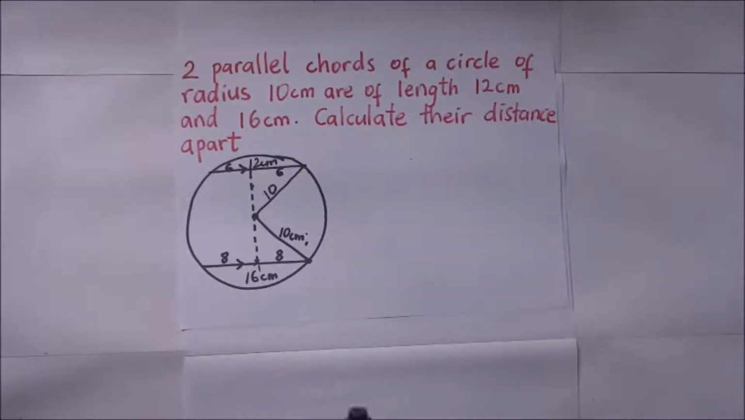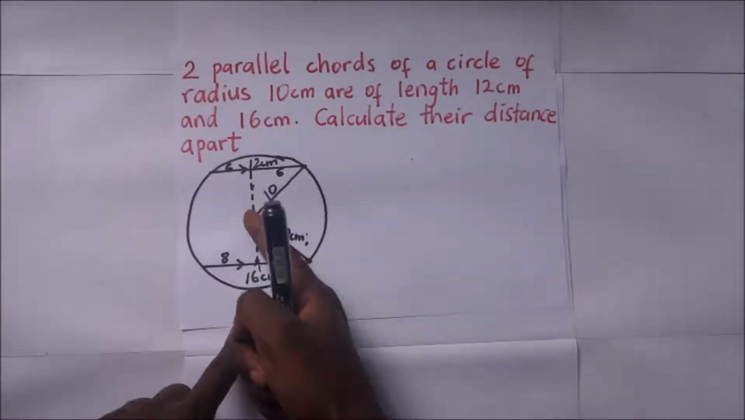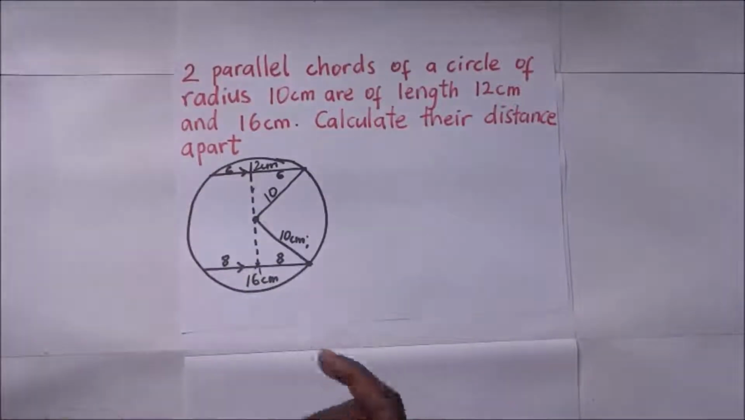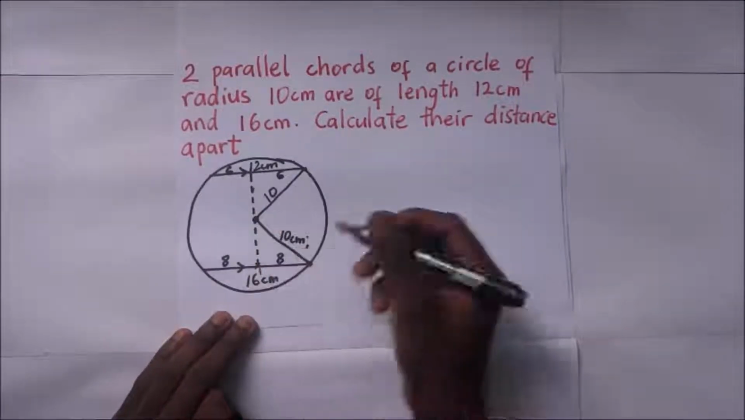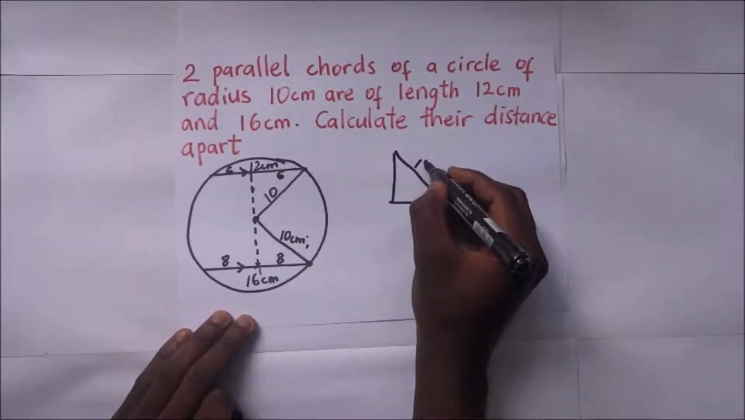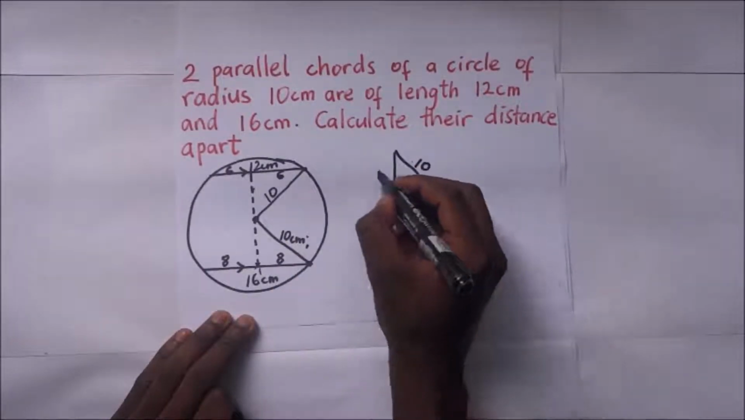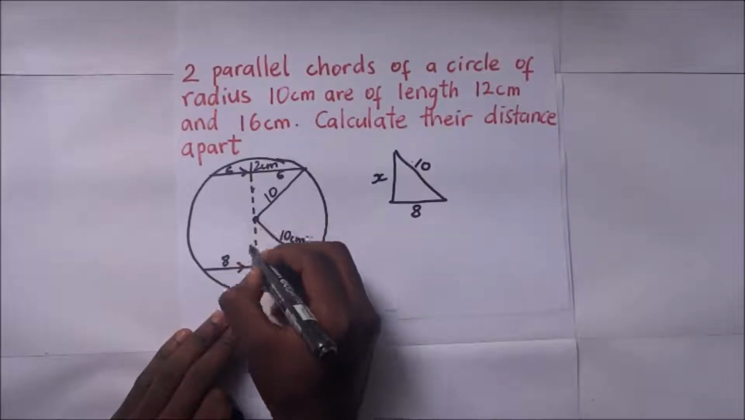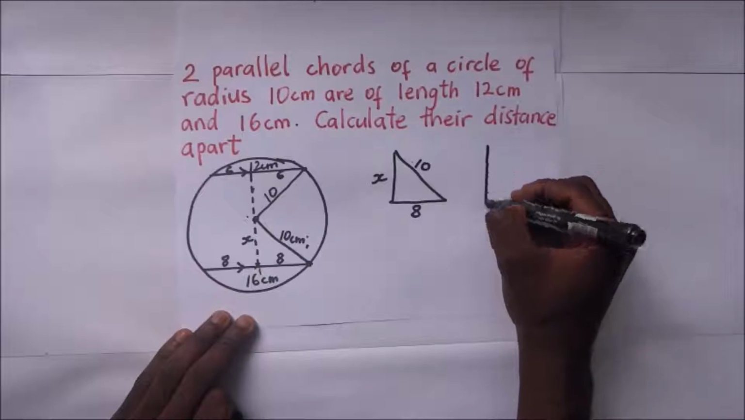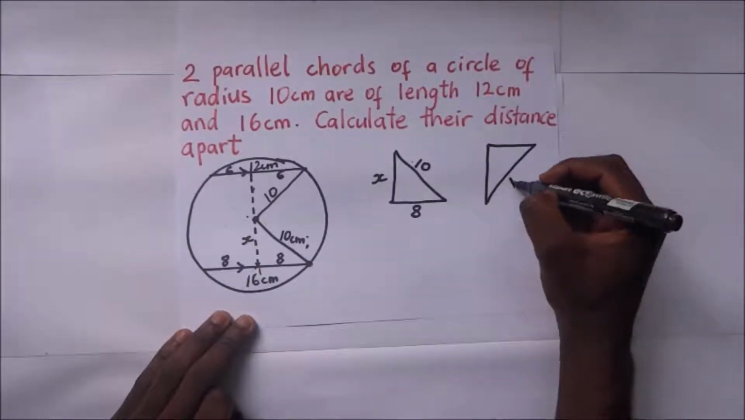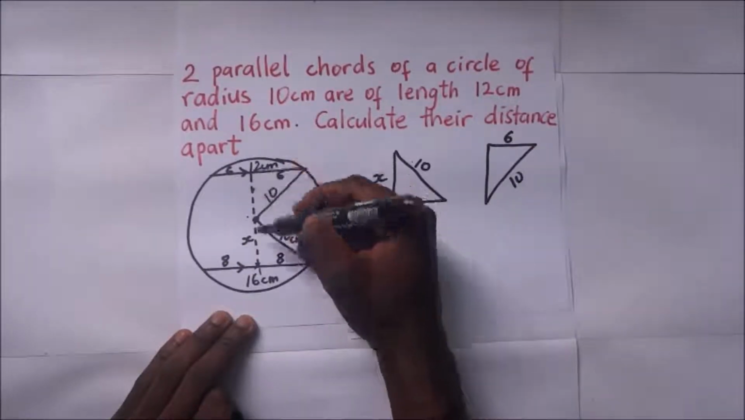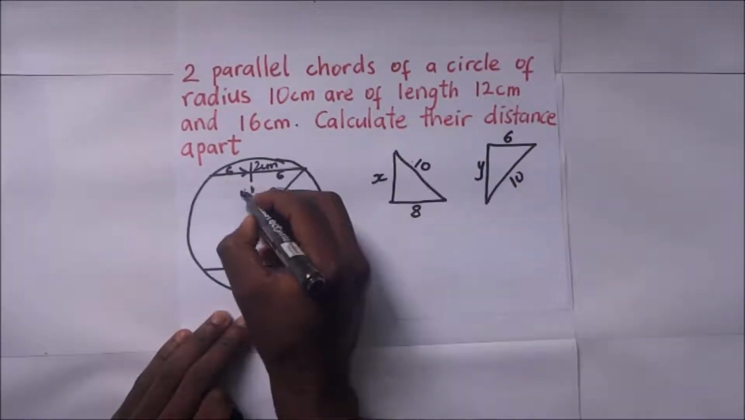So in so doing, we are able to extrapolate right angle triangles, and our own task is to just find those two heights, and we are done. So if you are to extrapolate that, we have this one is 10, this one is 8, so we call this x. The distance from here to here, we call it x. Then also the distance from here to here, if we extract that as well, this is 10, then this is 6, and then we get this distance. Let's call that distance y.